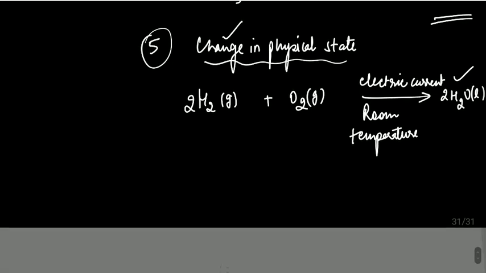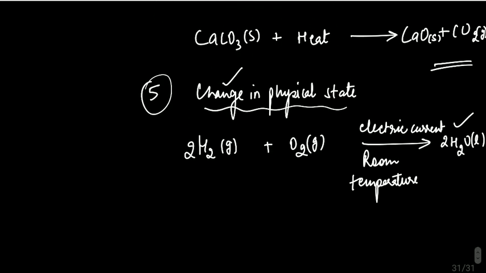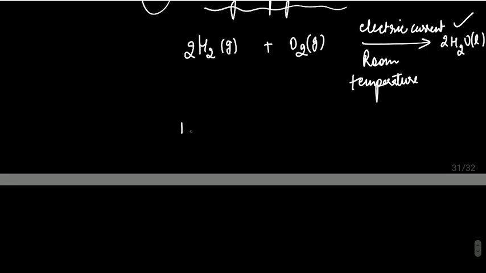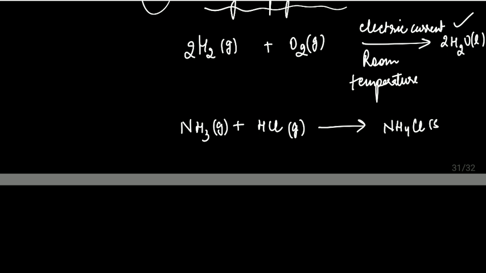Now, the next reaction that we're going to take over here under the change in physical state is the reaction of ammonia and HCl. Now, ammonia is in the gaseous form, HCl is in the gaseous form, so we are not taking HCl as hydrochloric acid. HCl gas diffused in water is hydrochloric acid, which is the aqueous form. So, when they chemically combine, we will get ammonium chloride, which is solid in state. Again, it's a perfectly balanced equation.